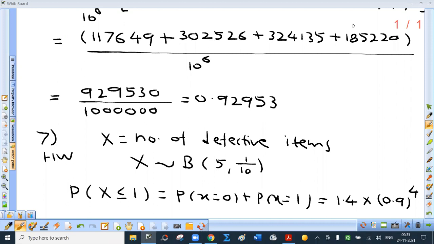Because out of 100, 10 are defective. So 10 by 100, that is 1 by 10. Q will be 9 by 10. So what are the parameters? n is 5, p is 1 by 10. Required probability P of x less than or equal to 1. That is P of x equal to 0 plus P of x equal to 1. Your answer should be, on simplification, 1.4 into 0.9 raised to 4. So that's it for today.